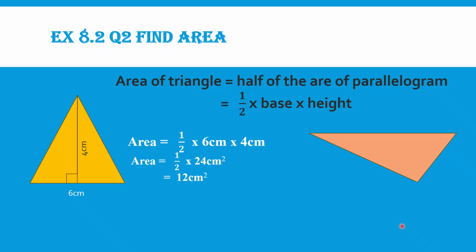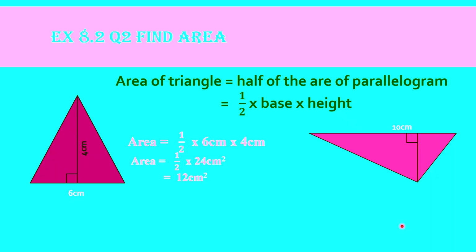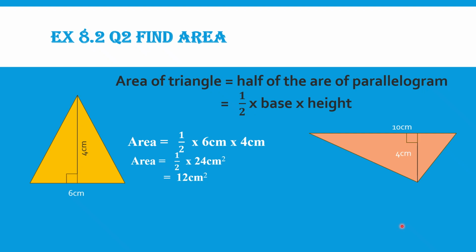Another shape is again a triangle. What about this altitude? Yes, it is making the right angle with the base. So where is the base? Yes, this is the base of this triangle, which is 10 centimeter. Height is 4 centimeter. Again, let's put the values into the formula.